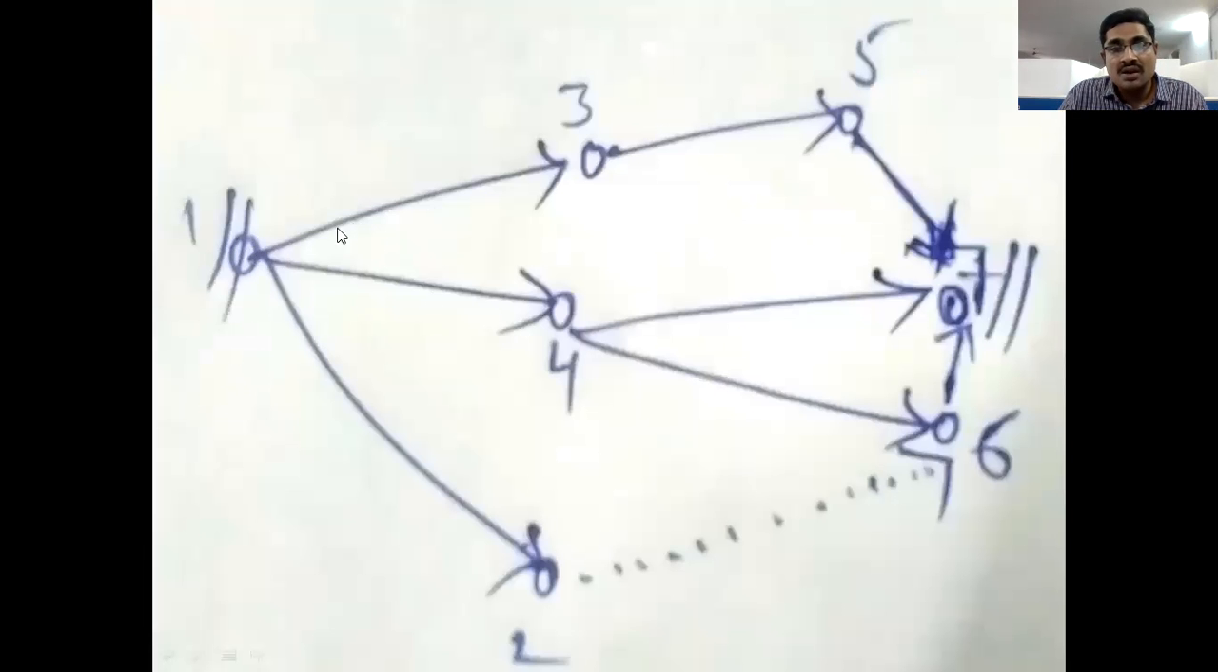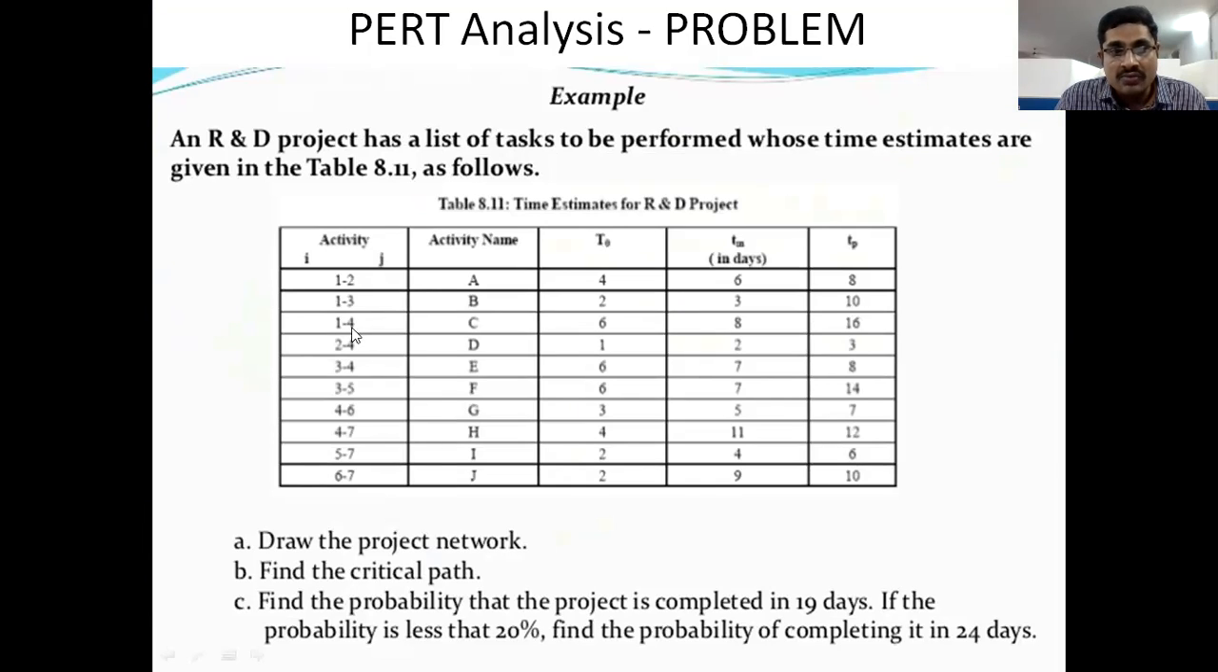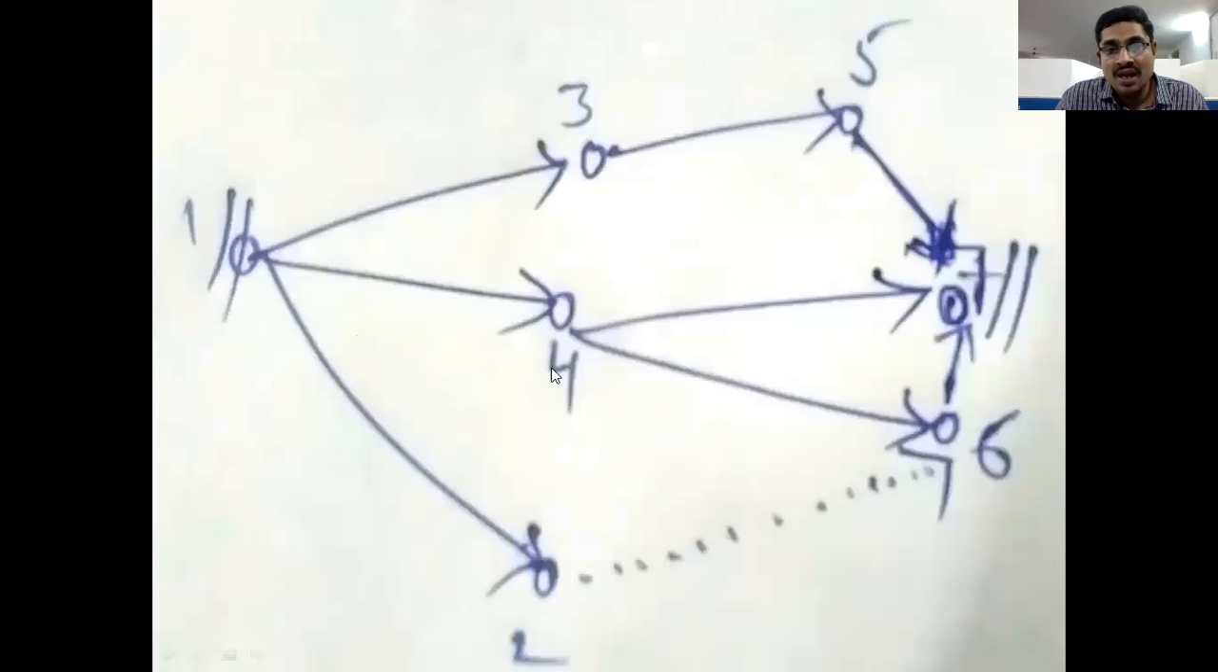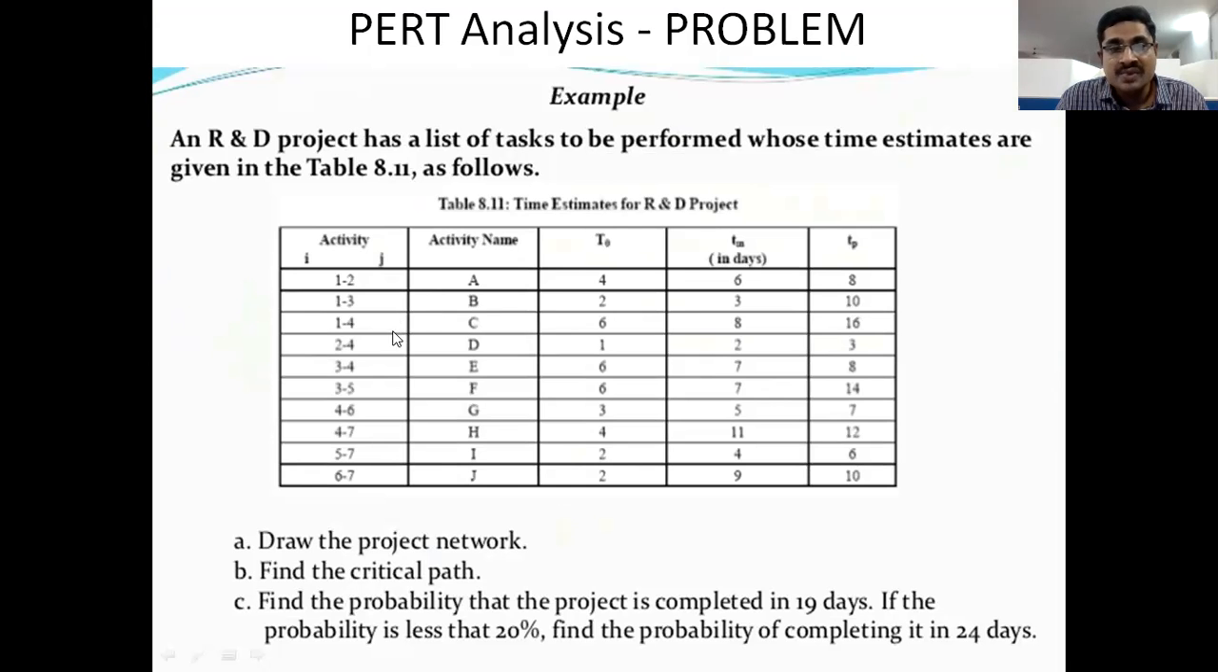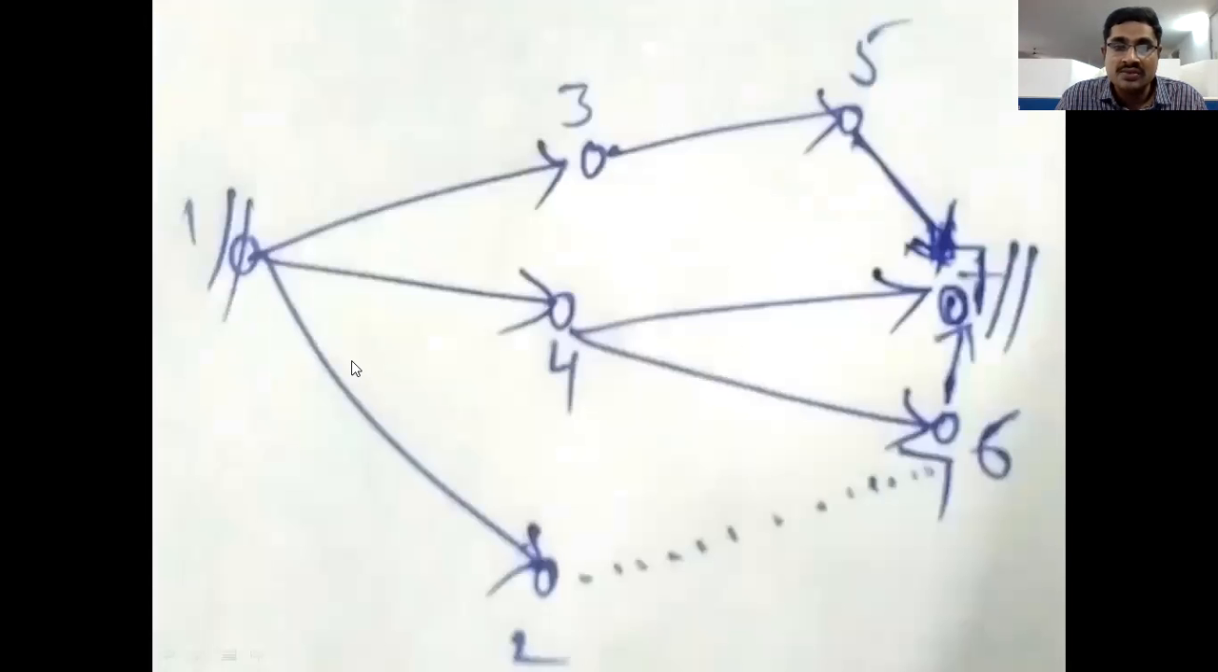This is the 1, already drawn. And next, activity 3. So 1 and 3, using one arrow to connect these two nodes, right? Next, 1 to 4. This is the 1 and 4, connecting these two using an arrow. Next, 2 to 4 and 3 to 4. Here we have the 2 to 4 and 3 to 4.